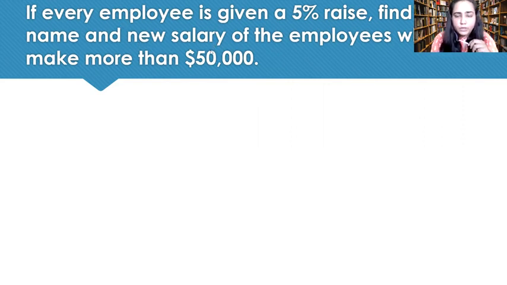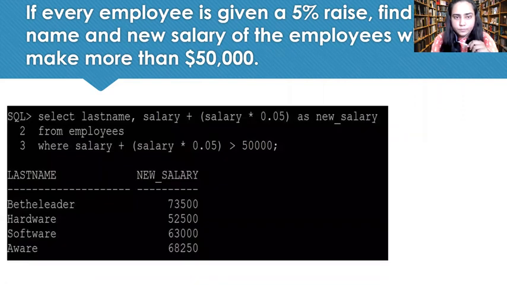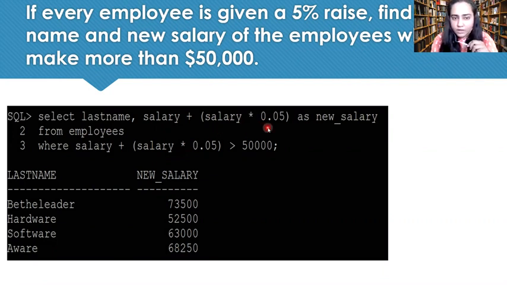But then from there, you need to display the last name and the new salaries of only those employees who will make more than $50,000 after being given the 5% raise. So now let's see how to do this query. So you can see here, this is the way I have written this query. You can write down select last name, comma, and then we are performing this calculation which I talked about. So you are first of all multiplying the salary by 0.05 and then adding this value into the original salary, which would give you the new salary.